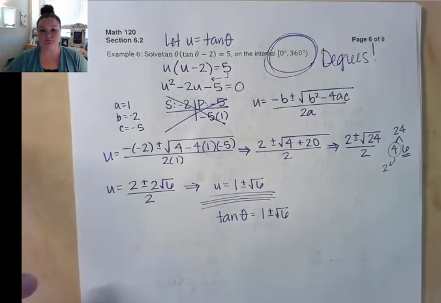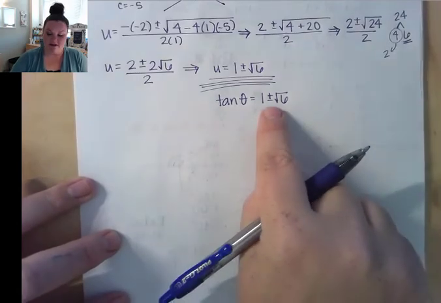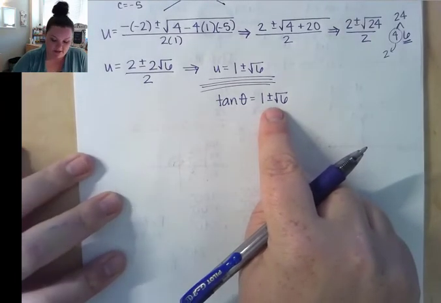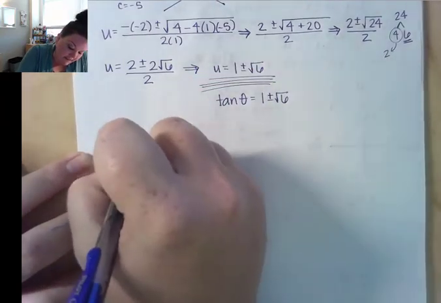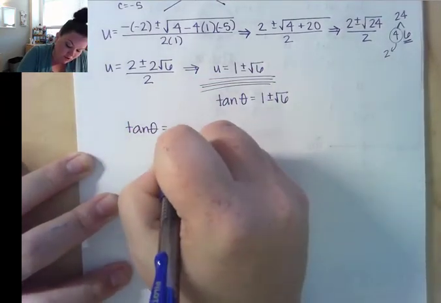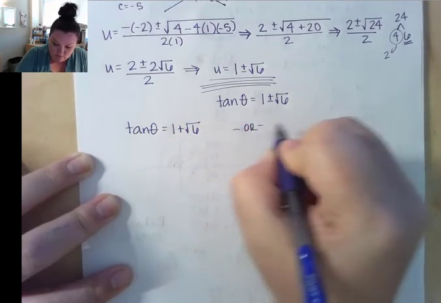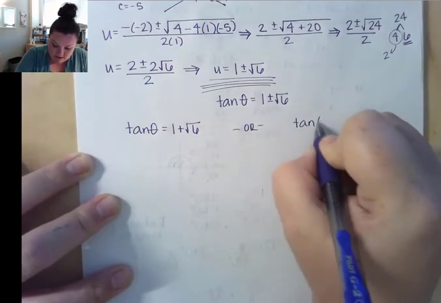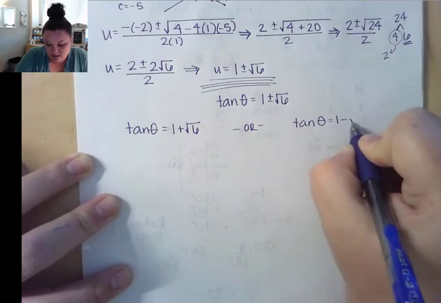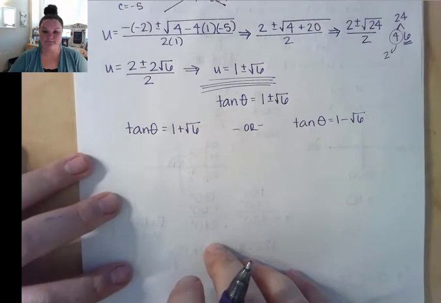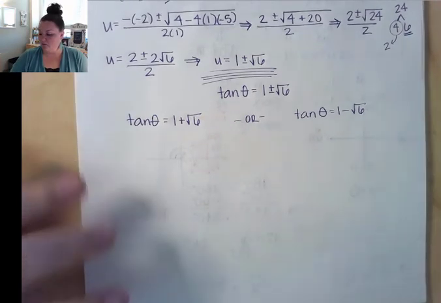So I have a plus or a minus, which means I have 2 possible outcomes. So I'm going to go ahead and write them out. This means that tangent theta is equal to 1 plus the square root of 6, or tangent theta is equal to 1 minus the square root of 6. All right, so let's go ahead and figure out what we know about these.